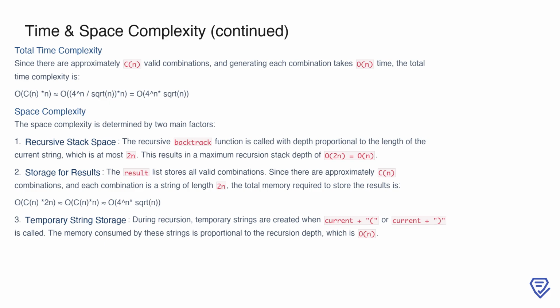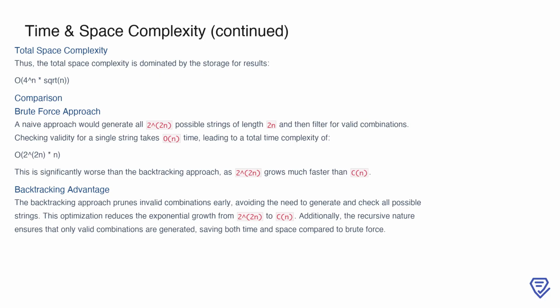Finally, temporary strings created during recursion also consume O(n) space, but this is insignificant compared to the storage for results. Combining all the factors, the total space complexity is dominated by the storage for the result list, which is O(4^n * sqrt(n)).